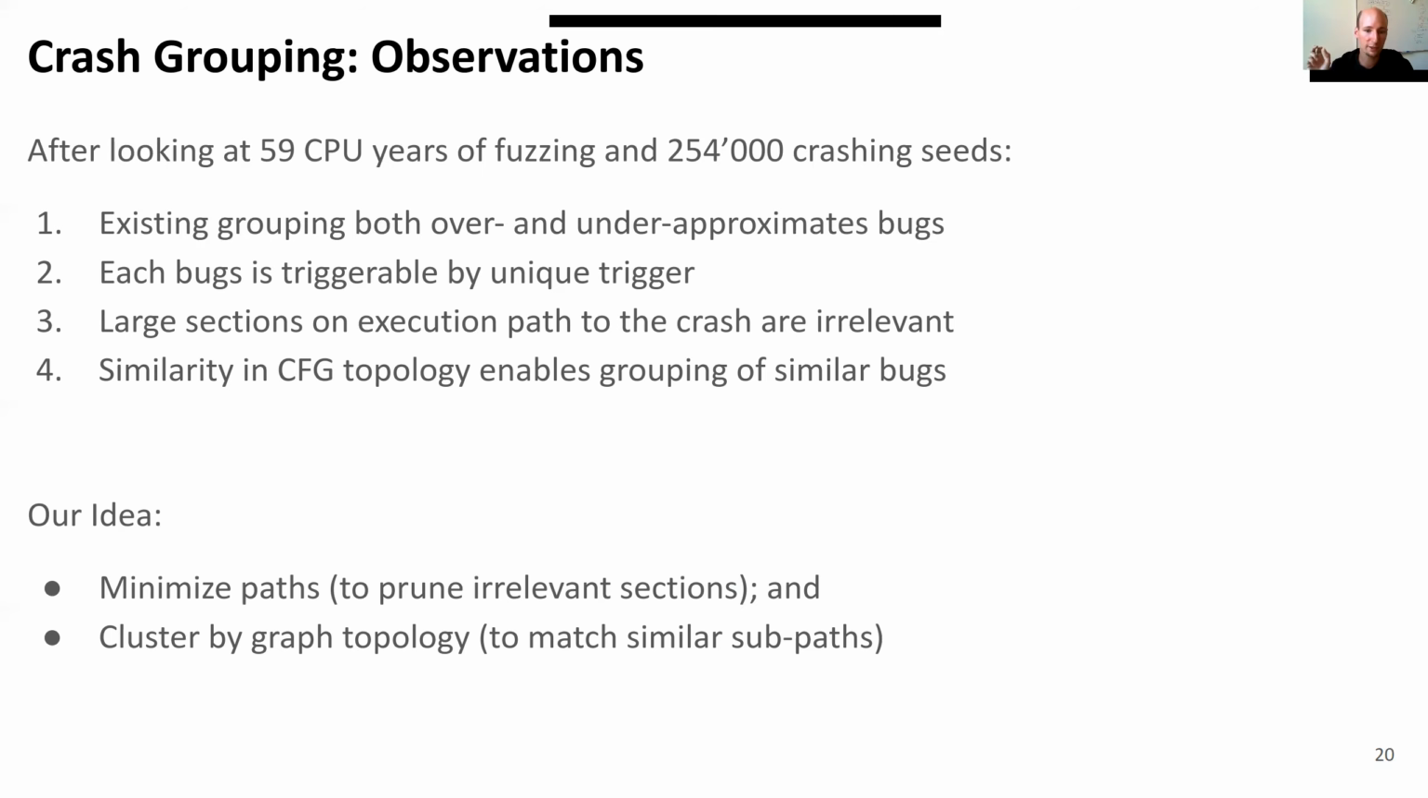So we could uniquely identify the execution trigger based on the similarity in the control flow graph topology. Now, if we only compared the different bug triggers, we would be done. We could uniquely merge all the different bugs. This is what we want in an ideal world: separate the unrelated path and the related path to the bug trigger. Our idea was to first minimize the path to prune irrelevant sections and get rid of as much extra computation as possible, and then in a second step, cluster by graph topology to match similar subpaths, allowing us to distill the actual crashes to the interesting locations.